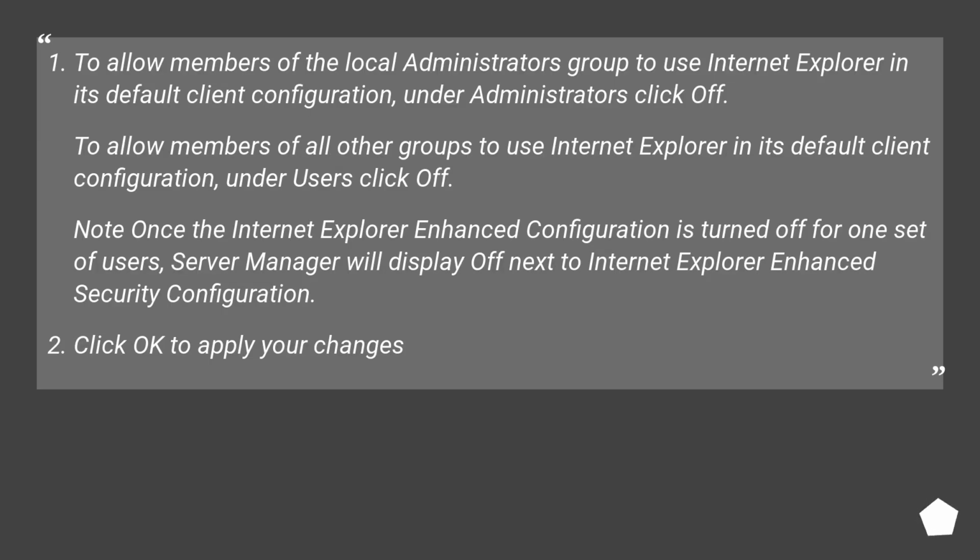To allow members of the local administrators group to use Internet Explorer in its default client configuration, under Administrators click Off. To allow members of all other groups to use Internet Explorer in its default client configuration, under Users click Off. Note that once the Internet Explorer Enhanced Security configuration is turned off for one set of users, Server Manager will display Off next to Internet Explorer Enhanced Security configuration. Click OK to apply your changes.